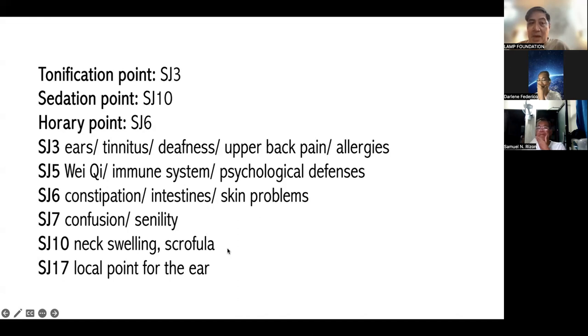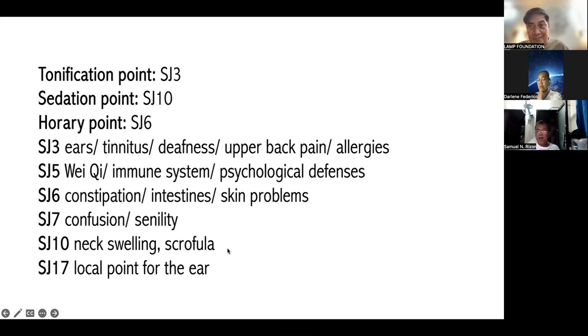Metal. Yeah, metal. So, Sanjiao 1, metal. Sanjiao 2 is water. So, Sanjiao 3 is what? Wood. Okay. So, why is it the tonification point for Sanjiao? Because it is the wood point. The wood point. And what element is Sanjiao? Sanjiao is a fire element. Fire. Right?